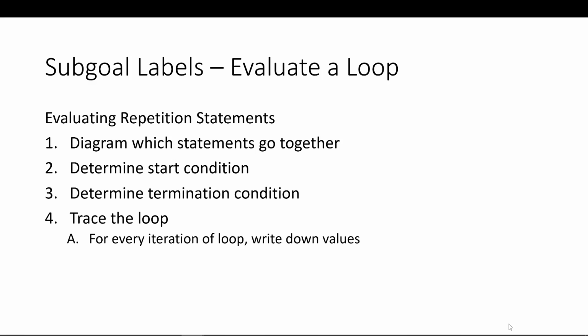This is the worked example using a for loop as a sentinel loop. The sub-goal labels to evaluate a loop are: 1. Diagram which statements go together. 2. Determine the start condition. 3. Determine the termination condition. 4. Trace the loop. For every iteration of the loop, write down the values that change during that loop.